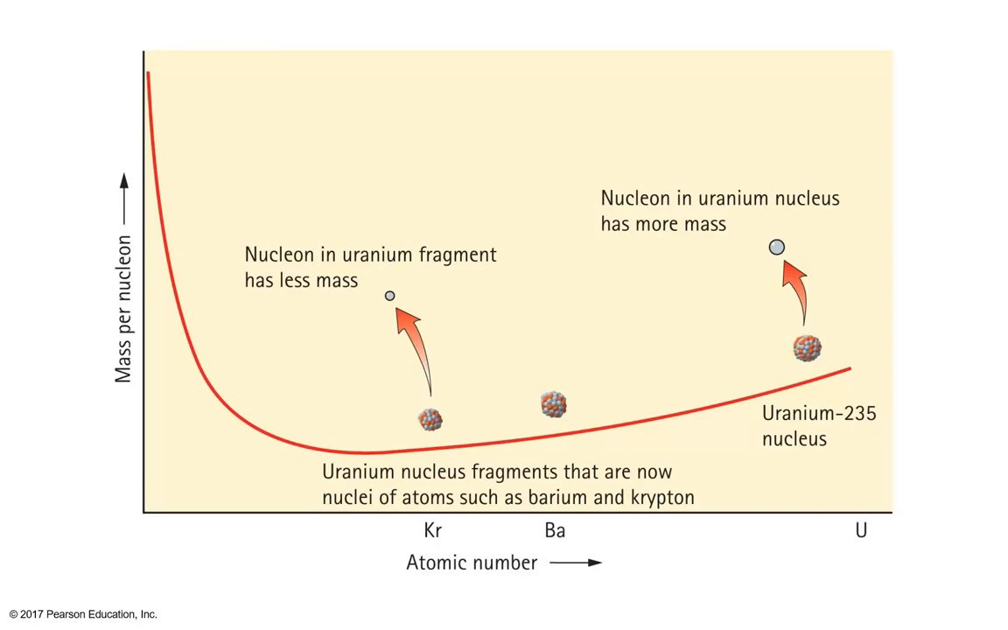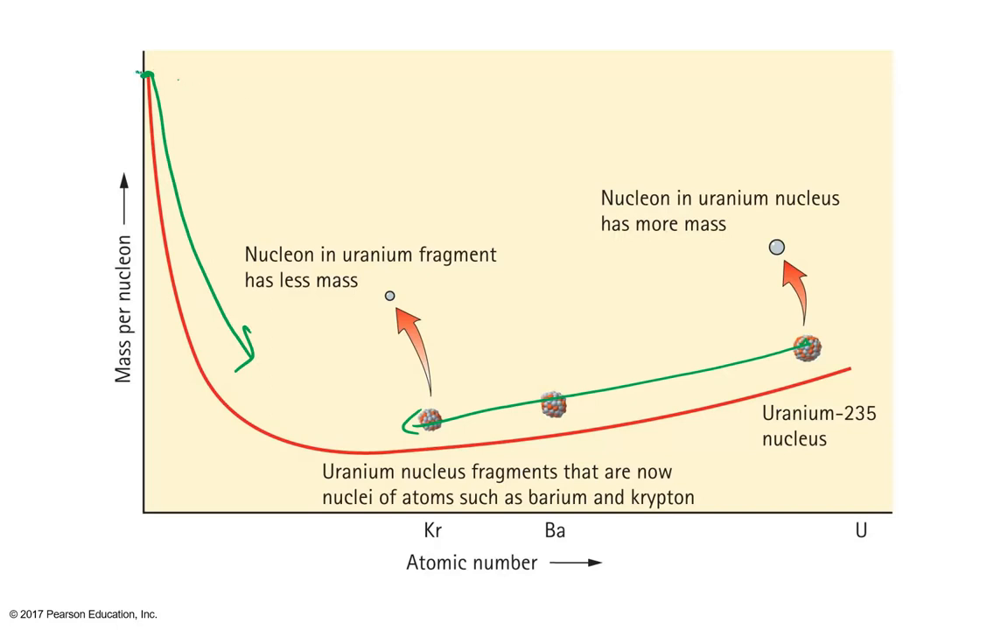Nuclear fission occurs by breaking something up here and moving toward here. Why? Because you're going toward the more stable nucleus, releasing energy in the process. So you're converting mass that you had in a uranium atom into energy and these smaller particles in the process. But you could go the other way. You could start here and go this way too.